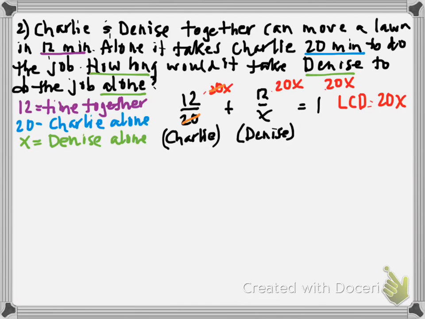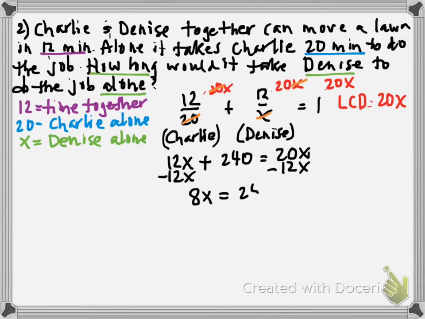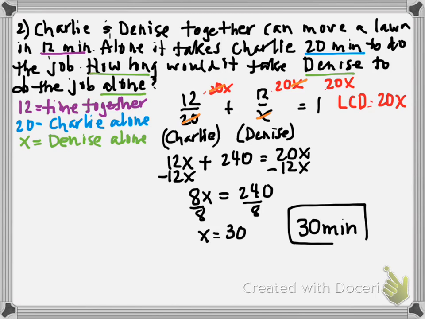So the 20s cancel on this one, the x's cancel, and nothing cancels over there. So my equation now is that 12 times x, 12x, plus 12 times 20, which is 240, equals 20x. So I'm going to subtract 12x from both sides, and then I'm going to use that symmetric property. I'm going to write the result of 20x, take away 12x, which is 8x, on the left, and I'm going to take the 240 and put it on the right. Divide by 8, and we get 30. And 30 represents the minutes it would take if Denise did the job alone. Okay?